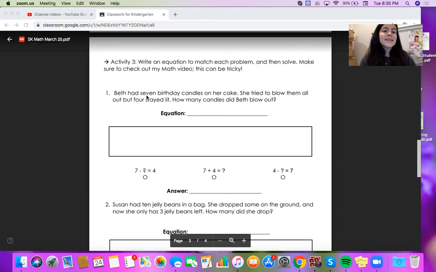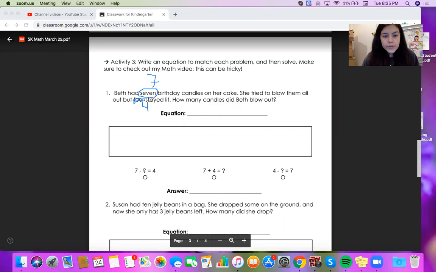Beth had 7 birthday candles on her cake. 7. I'm gonna circle that right away, just like we do in class. She had 7 birthday candles on her cake. She tried to blow them all out, but 4 stayed lit. 4 is another number. I circle it right away. Oopsies. Good. How many candles did Beth blow out?